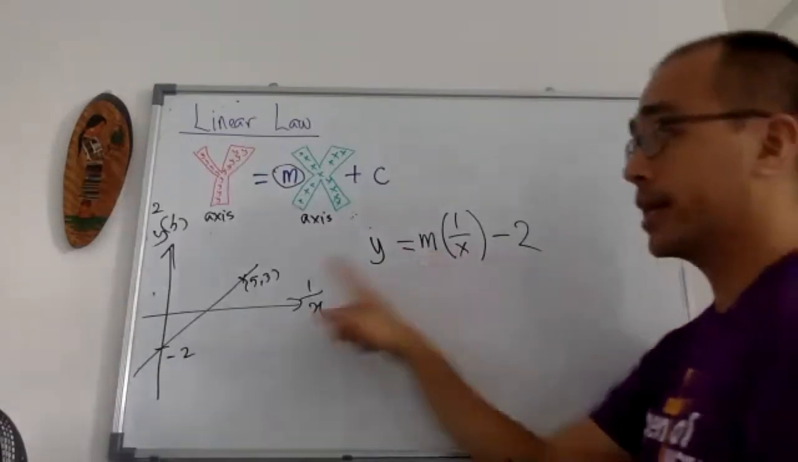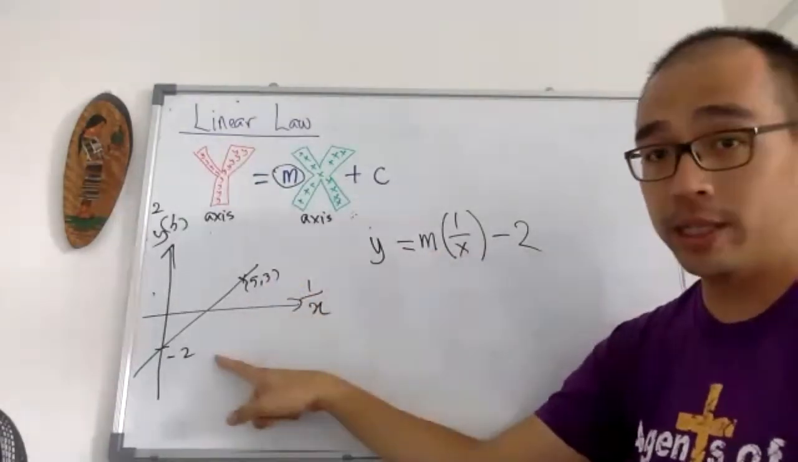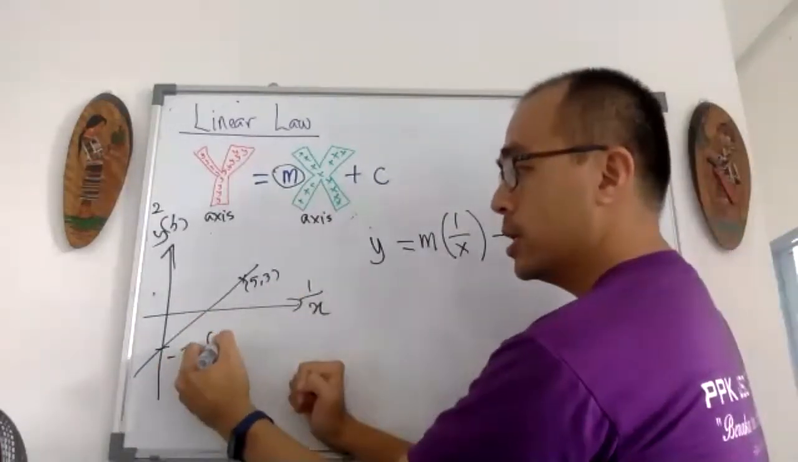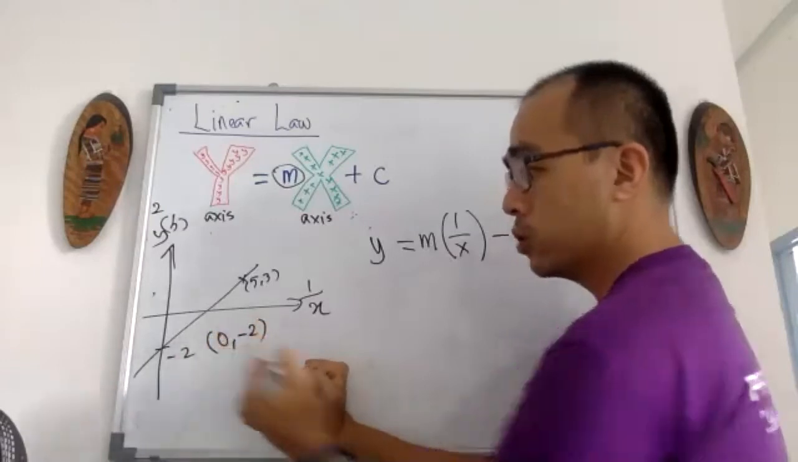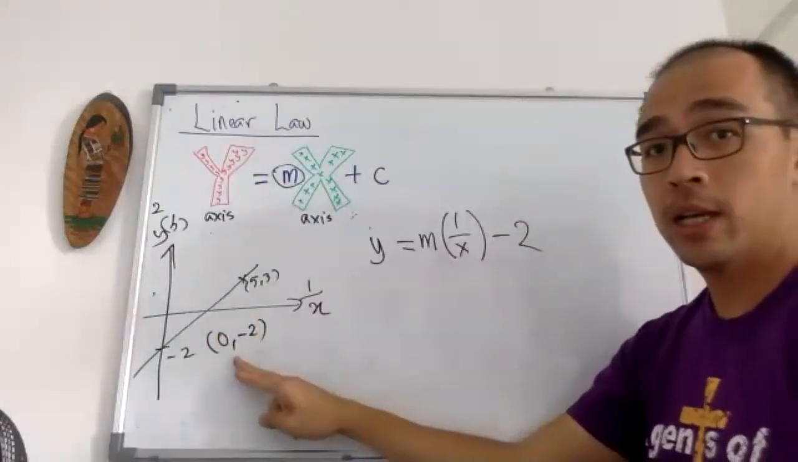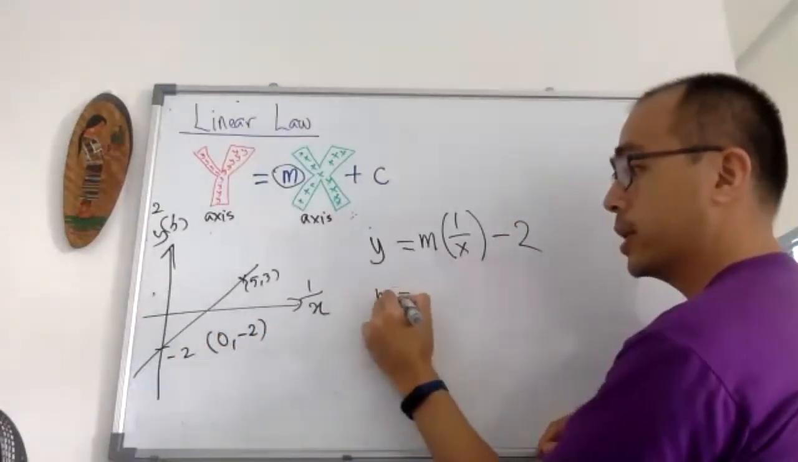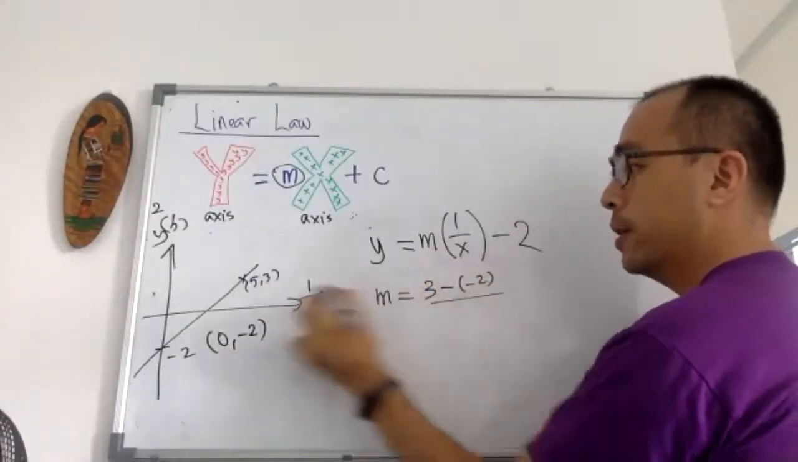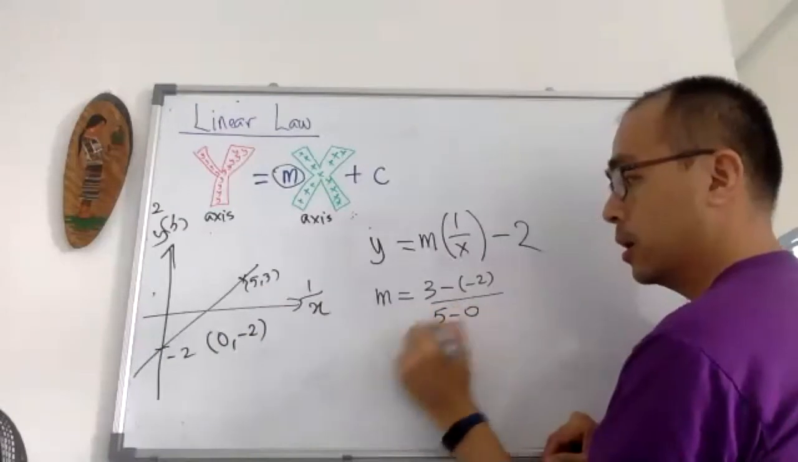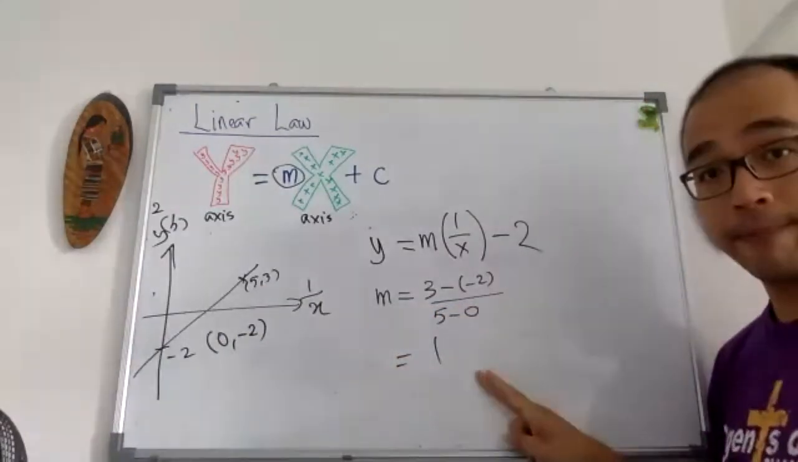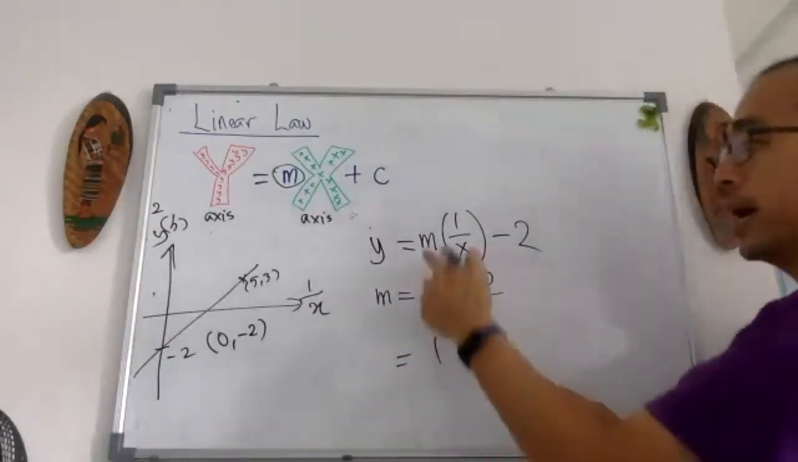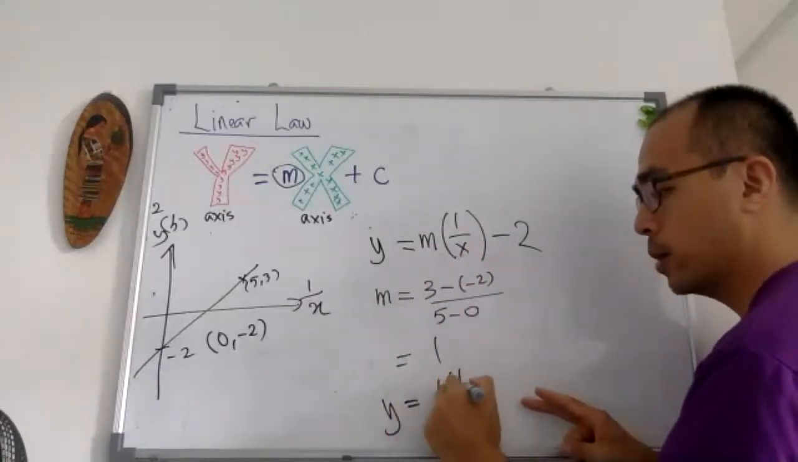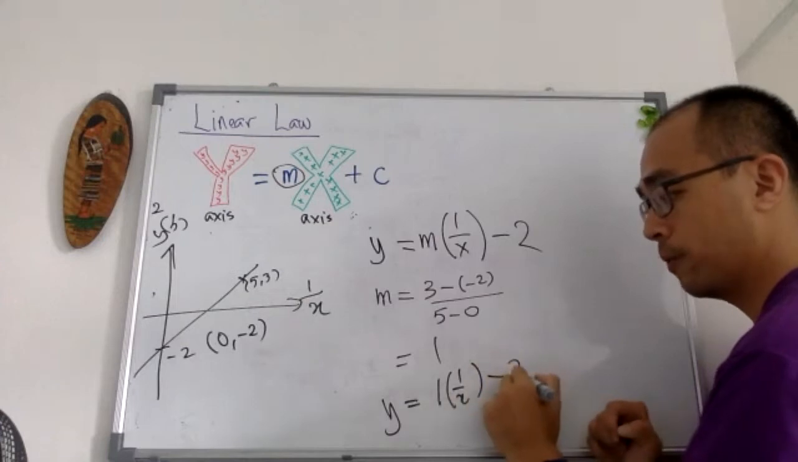Our problem again in this question is to find the value of the gradient, which can be easily found. Again, you have these two pieces of information that tell you two very important things. One is 5 and 3. This one will be 0 and -2 because it's the y-intercept. So I can find the gradient. Gradient equals to 3 minus -2 over 5 minus 0, which will give me the value of 1. So substitute the m into here, I'll get y equals to 1 times 1 over x minus 2.